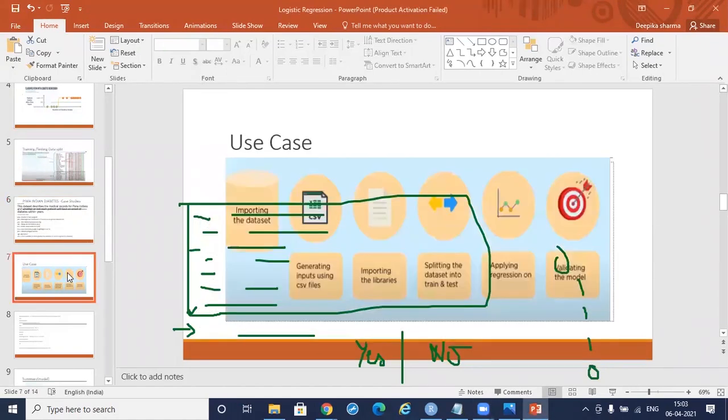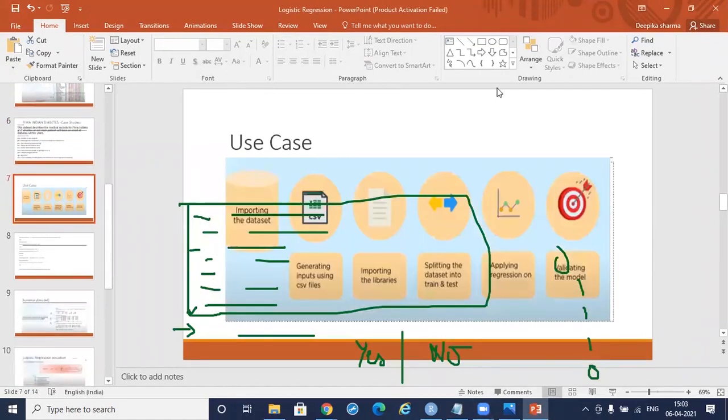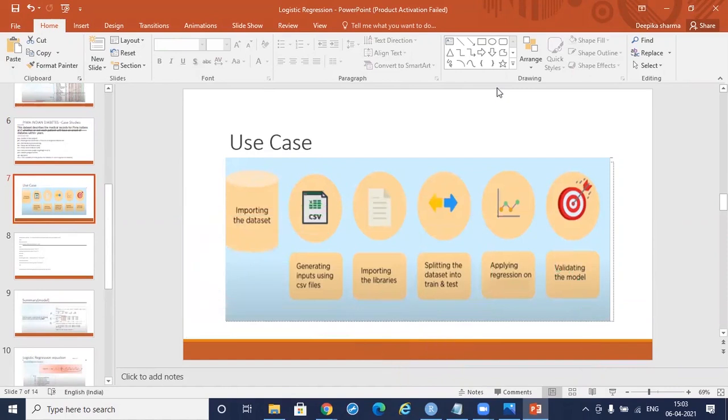So how to apply it here? We have to apply it in a similar way. We have to import the data set. We can take any CSV file or any text file here. We have to import the libraries. We can split the data into train and test. And then we have to apply the logistic regression, and we can validate the model by using the test data set.